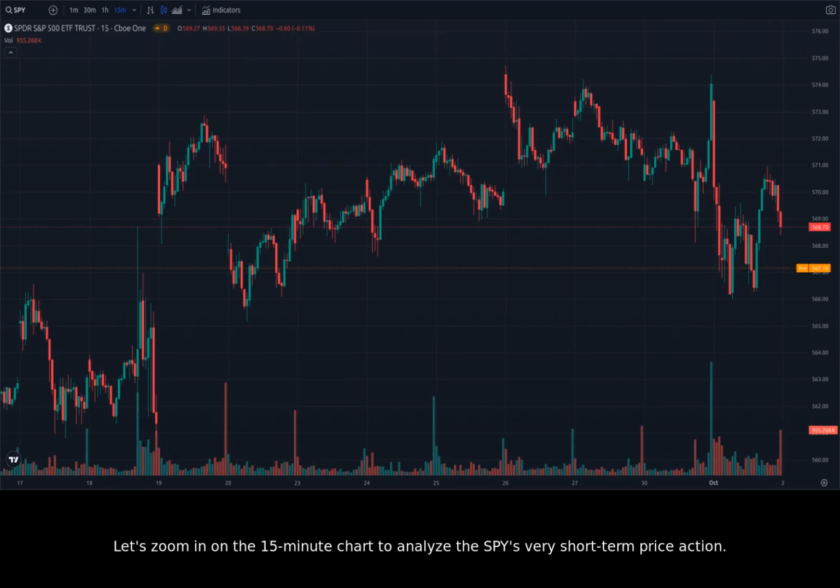Let's zoom in on the 15-minute chart to analyze the SPY's very short-term price action. We can see a lot of volatility in the past few hours. The price has been fluctuating between support and resistance levels. This is a sign of indecision in the market. Traders are trying to assess the impact of the news and decide on their next move.